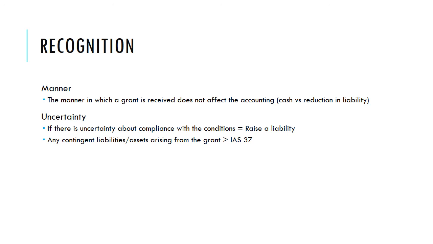Then, as we know, there might be uncertainty. If there is uncertainty about the compliance with the conditions, then we raise a liability. Okay, in other words, we did not meet the recognition criteria. Okay, then we do not recognize a government grant, but we did have money we received, for example, debit bank. Now we need to credit something. Now we're just crediting a liability. We do not recognize a government grant.